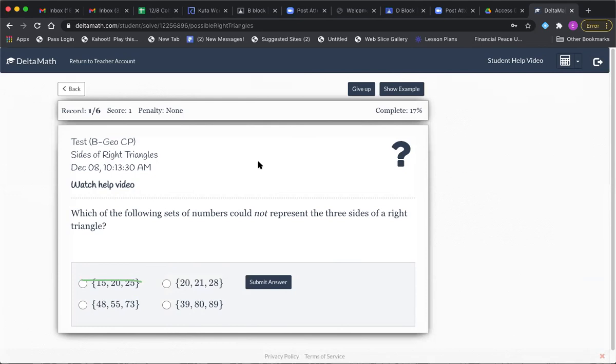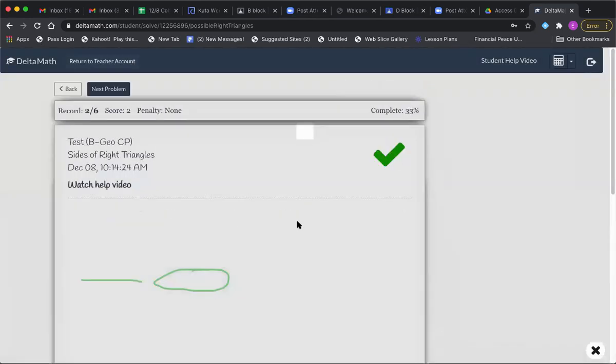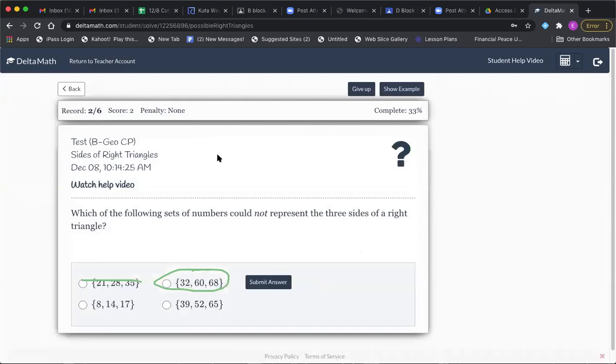So let me see. I'm looking for the one that doesn't work. So let's try 20 squared plus 21 squared. That gets me 841. What is 28 squared? Yeah, this did not work. So that should be my answer. Yeah, cool. All right. So that's all you got to do for the homework. There's 6 of them. Just make sure you're paying attention to whether it says does or does not form a right triangle.